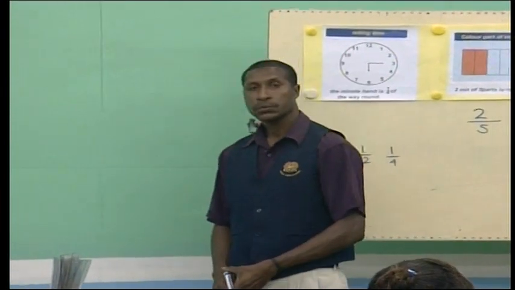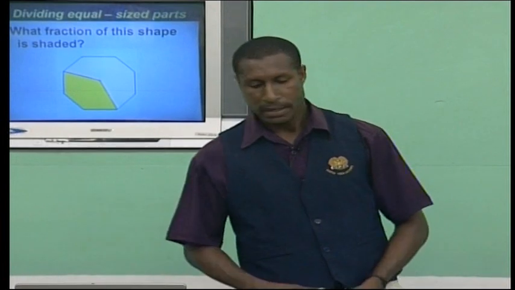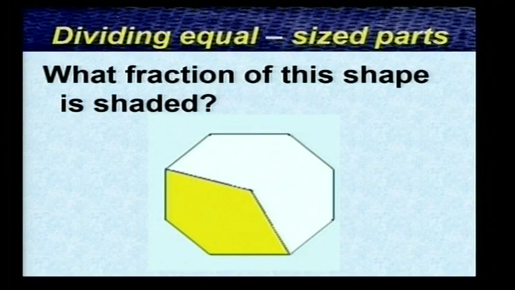Now receiving students, we will go into our first learning activity to understand fraction. Now, you have an activity which is on the screen, dividing equal size parts. Receiving students and 7E, can you read the question which is on the screen? What fraction of this shape is shaded? Okay. We will try to do an activity and find out what fraction of that shape is being shaded.